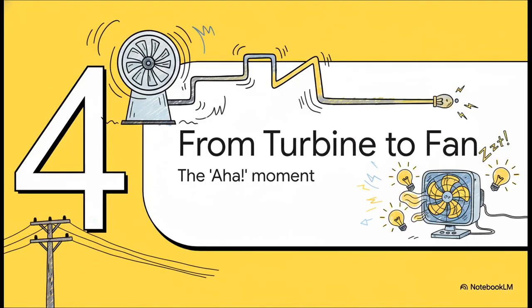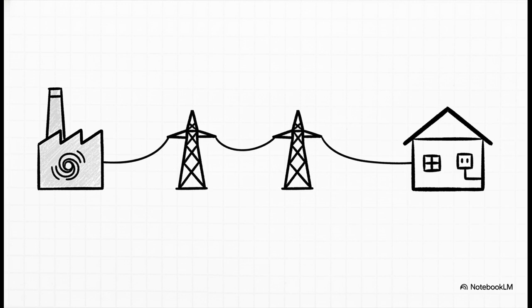Okay, let's bring it all the way back. We've gone from a dark room during a power cut to a lab in the 1800s to a gigantic power plant. Now for the final piece of the puzzle. Let's connect that giant spinning turbine directly to the fan in your room. This is the aha moment. You see, the journey of that electricity is a direct, unbroken line.